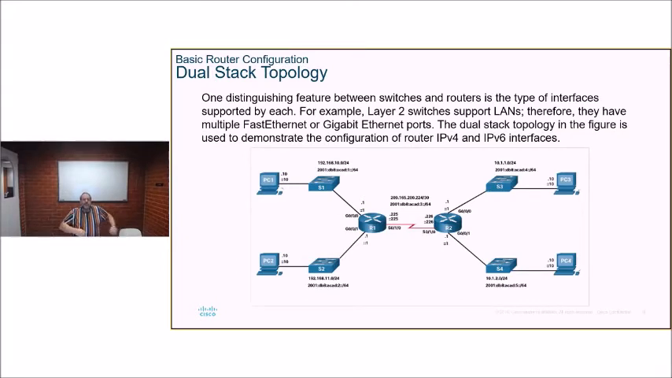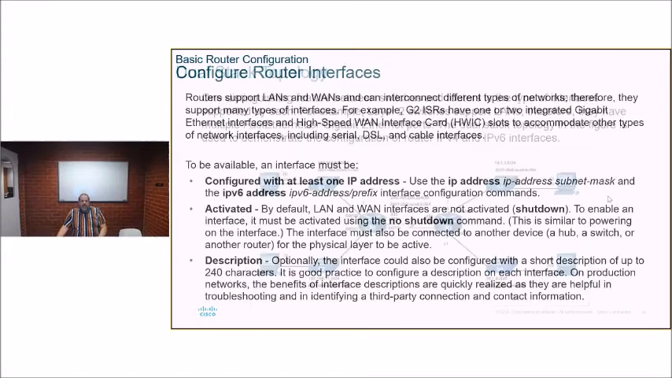All right, now, of course, we're going to do a dual stack topology. One distinguishing feature between the switches and routers is the type of interfaces supported by each. For example, layer 2 switches support LANs, therefore they have multiple Fast Ethernet or Gigabit Ethernet ports. The dual stack topology in this figure is used to demonstrate the configuration of IPv4 and IPv6 interfaces. So here we go. We've got these IPv4 and IPv6 networks here. There's a total of 5 networks because there's 4 Ethernets and 1 serial.